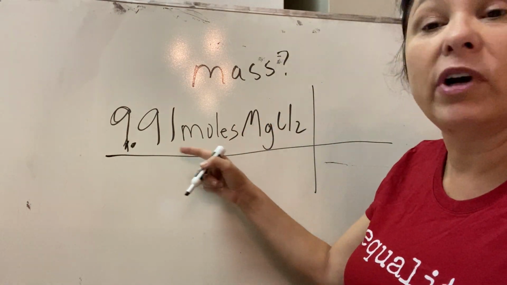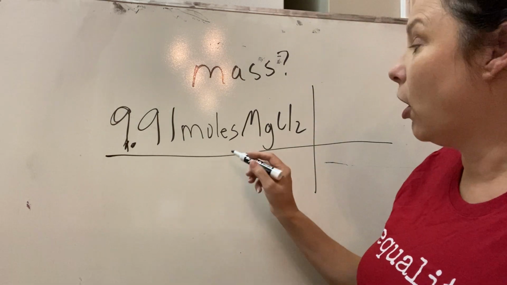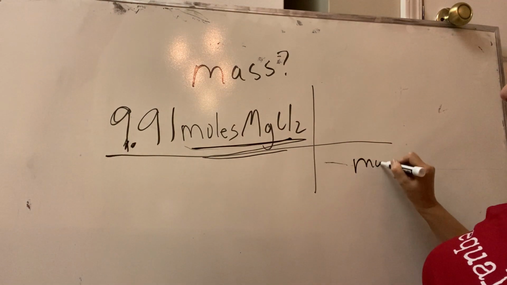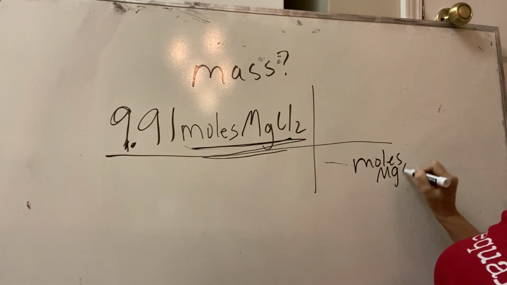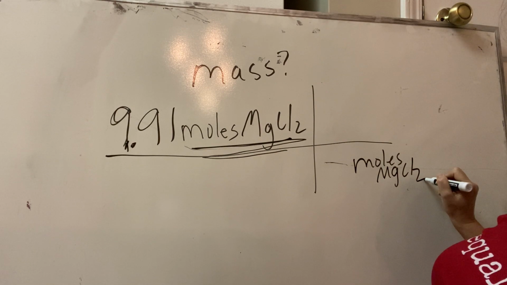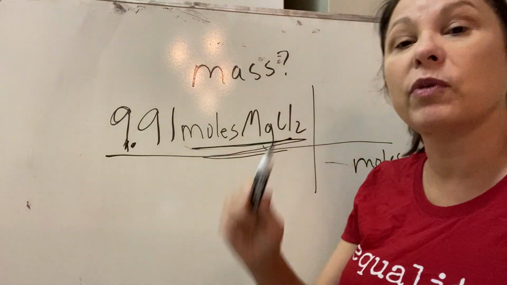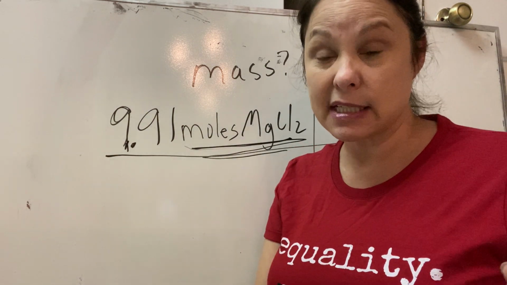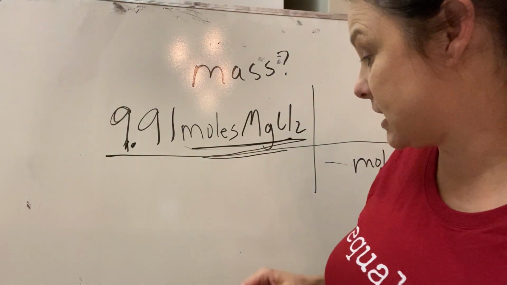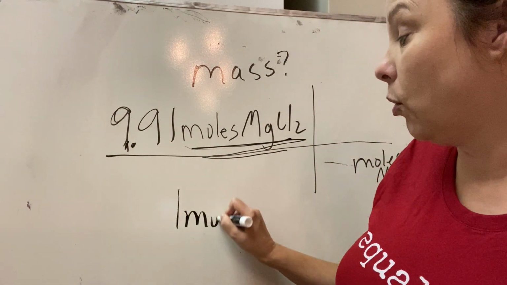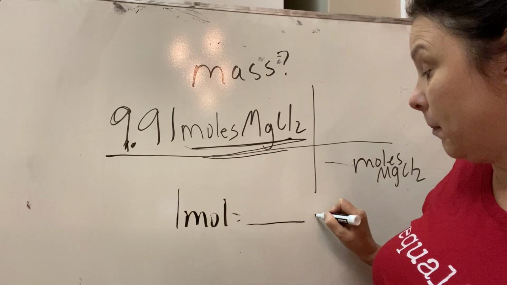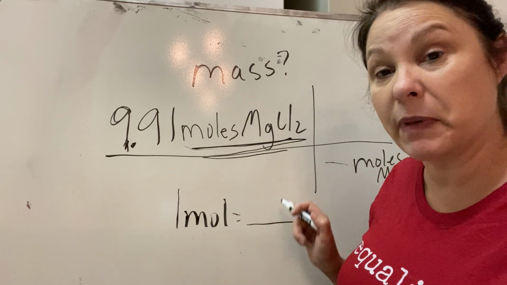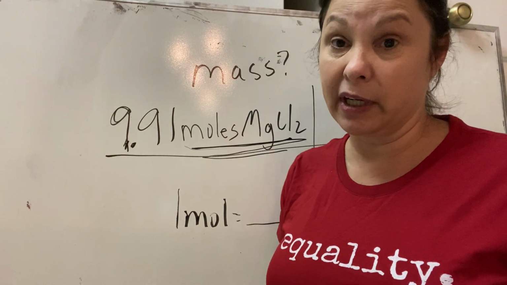So we're going to chunk and drop. And remember, regardless of what problem we're doing, we always drop what comes after the number. So we're going to drop moles of MgCl2. All right? Now, this is where we say, which one of those conversion factors will change these moles into mass? Well, that is the conversion factor that says 1 mole equals the molar mass in grams. All right? So how do I fill in this empty space? I add up the masses on the periodic table.